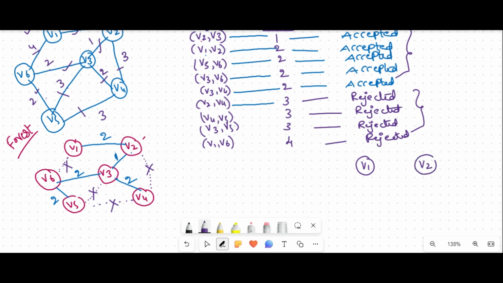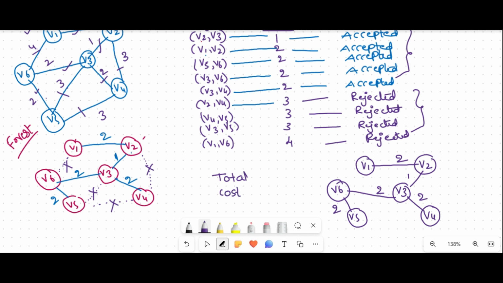V1, V2, V3, V4, V5, V6. V1 to V2, 2 units. V2 to V3, 1 unit. V3 to V4, 2 units. V5 to V6, 2 units. And this is 2 units. Now, what is the total cost, which is minimum? Total cost equals 1 plus 2, 2, 2, 2. 4 times 2 means 8. So the total cost is 9.